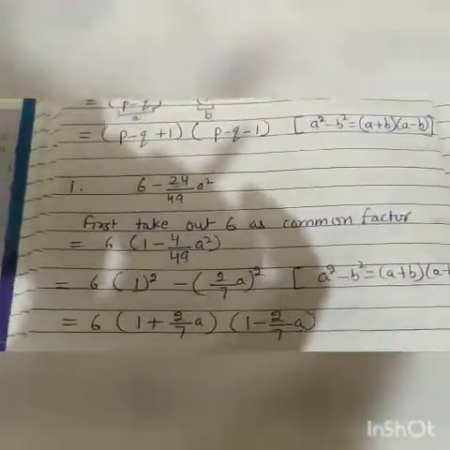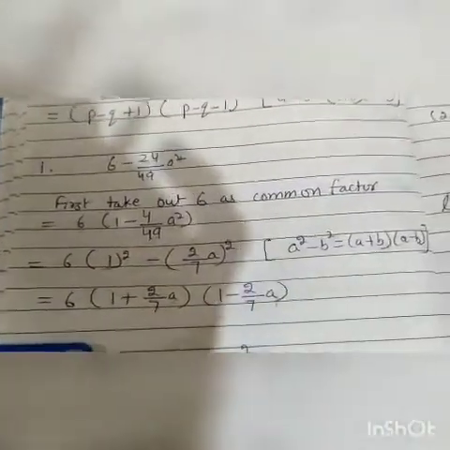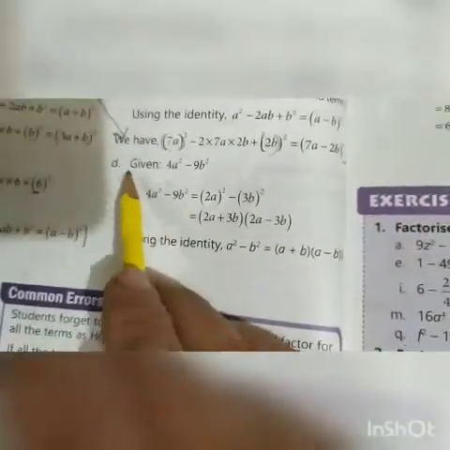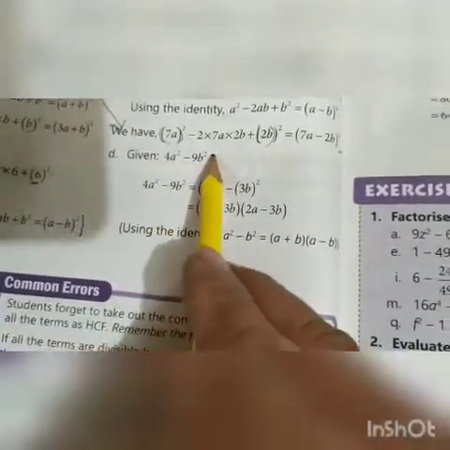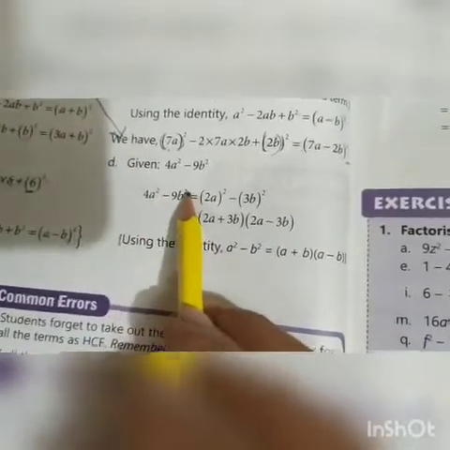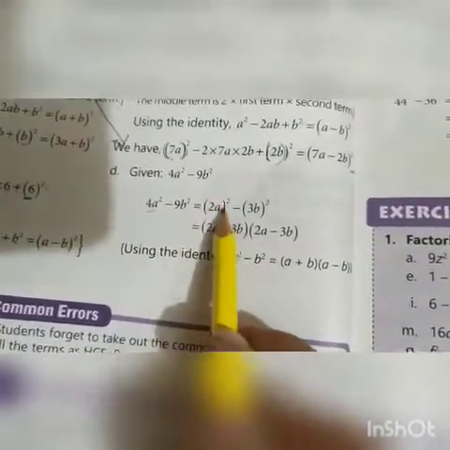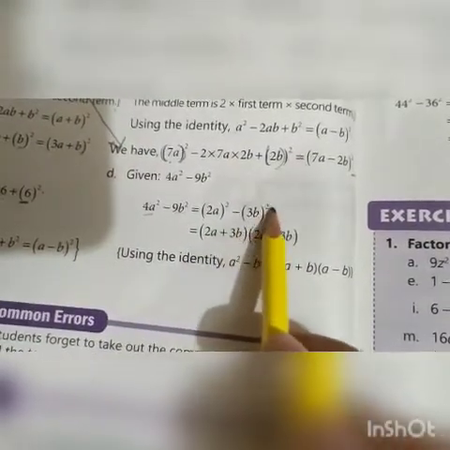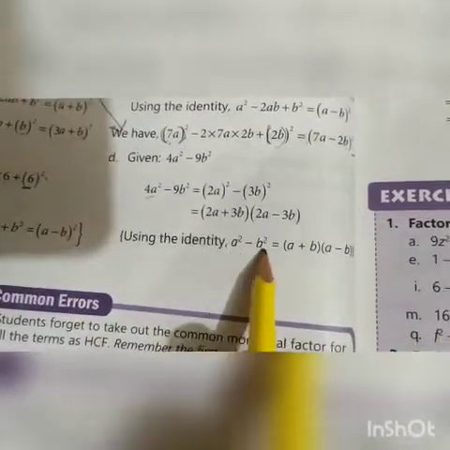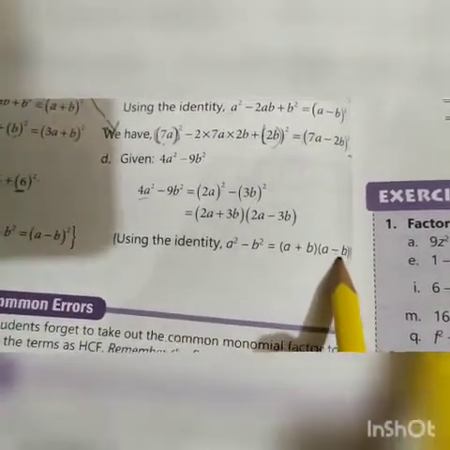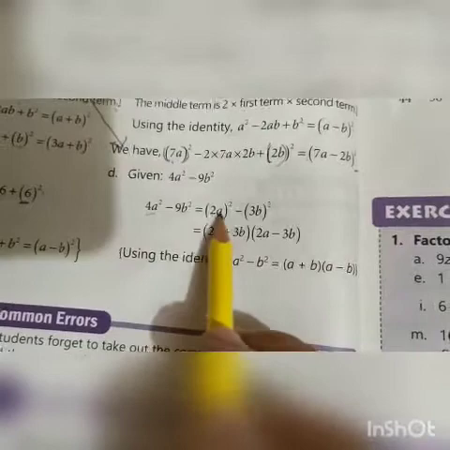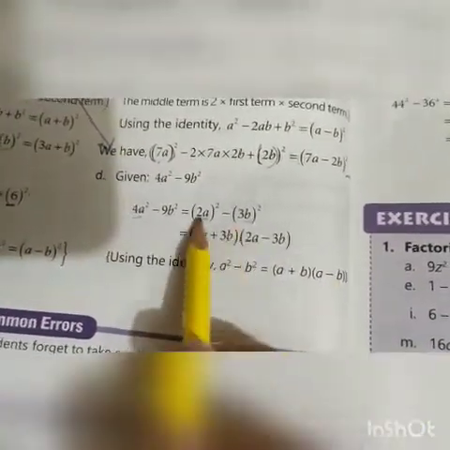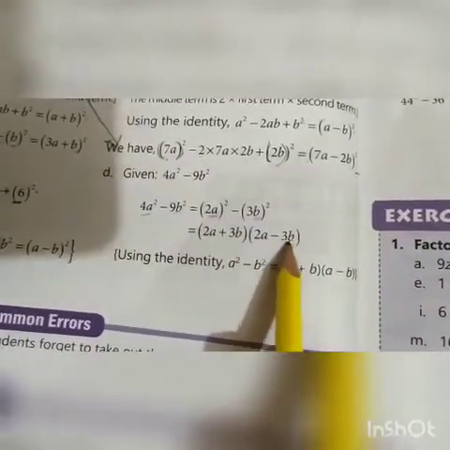Now I am explaining two more examples. See example d. Given 4a square minus 9b square. 4a square is the square of 2a, so (2a) whole square, minus 9b square is the square of 3b. So this is (3b) whole square. Now using the identity a square minus b square is equal to a plus b, a minus b. a plus b, this is a, this is b. So 2a plus 3b. Next bracket a minus b, so 2a minus 3b.